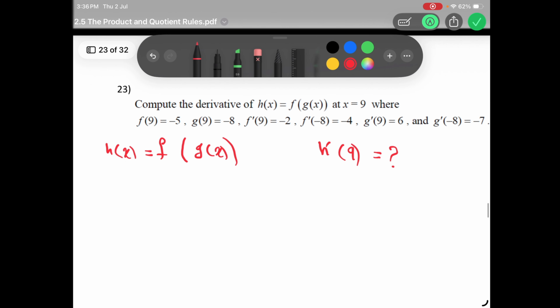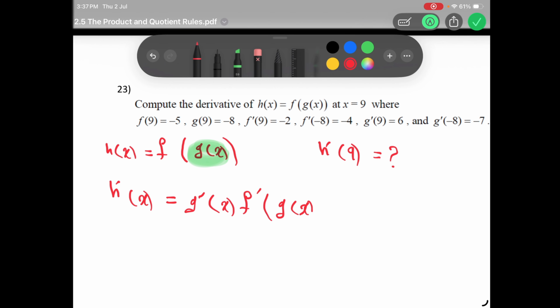First let us find h prime of x. It's super easy. The formula goes like this. Firstly we will differentiate the inside function, so this part here. We will differentiate this, so it will be g prime of x times f prime again of the inside function g of x. Yes, f prime of g of x.